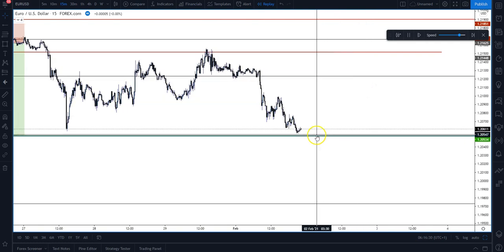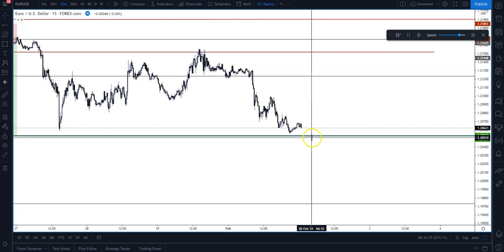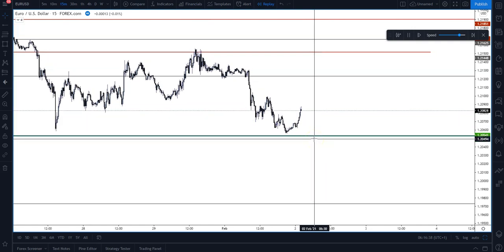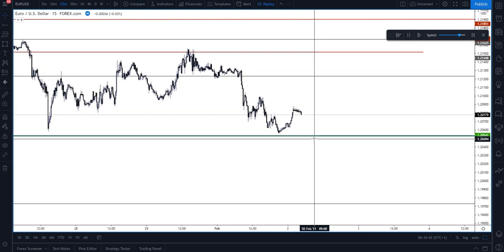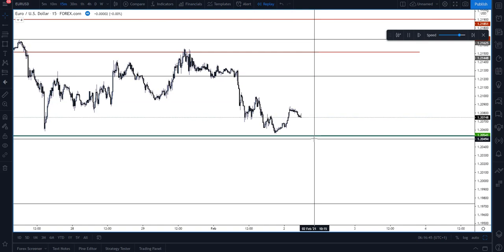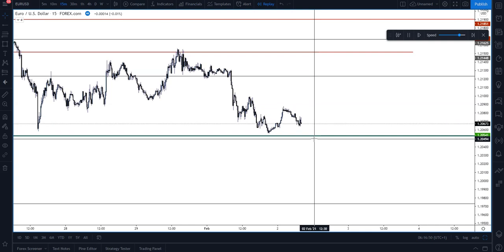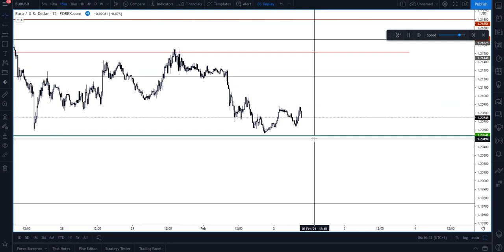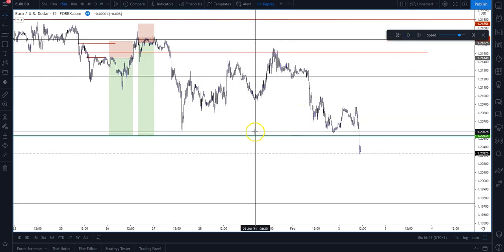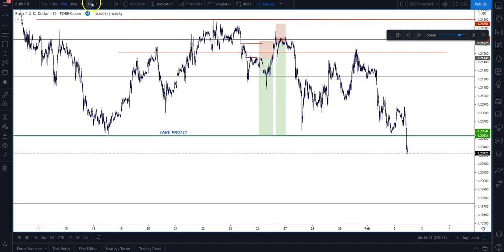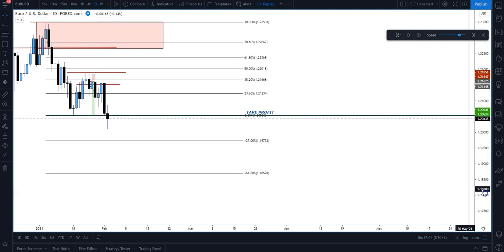Look at this. Look how close it is. This is wild, man. Come on, man. Stop playing games. But I want you guys to see this. I'm not BSing. This gave you a lot of opportunities to get back into the sell. But take profit. We good. We out the trade.